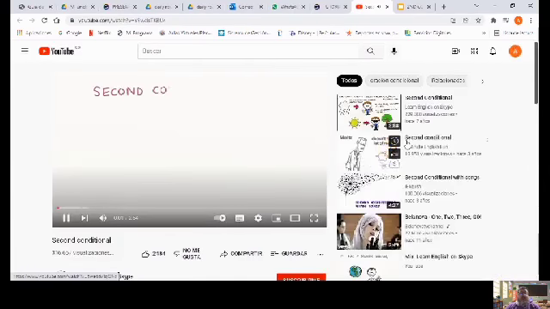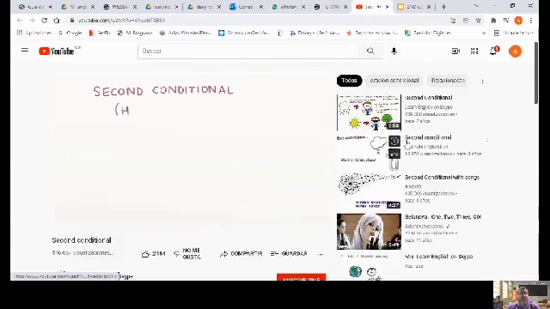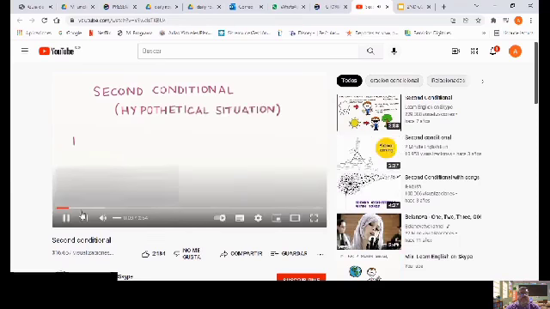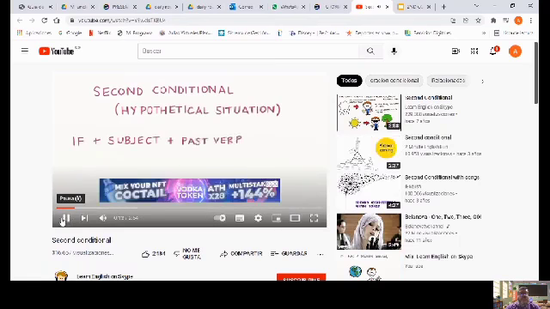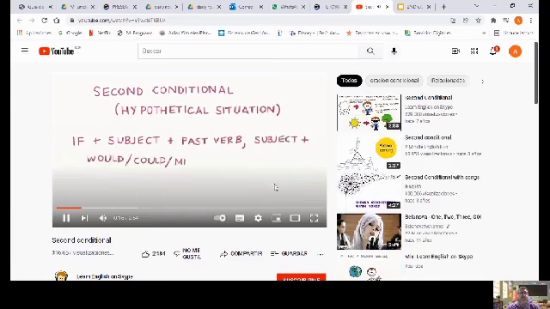Today we're going to learn about the second conditional. We use the second conditional in hypothetical situations. The formula is if plus subject plus past verb, comma, subject plus would, could, might, or may.